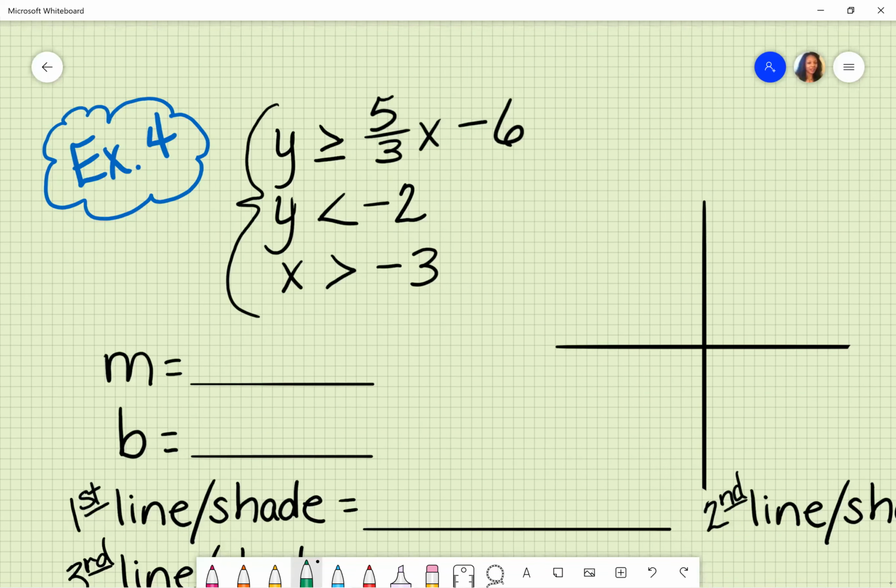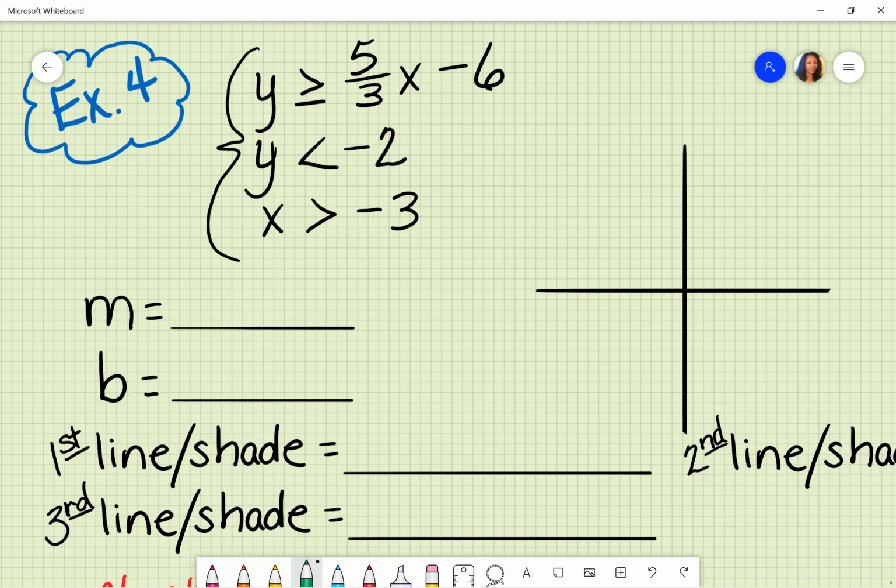This is the last example. And I'm going to do the same thing, color code here. So I'm going to use green, blue, orange. All right, so for the first one, it's already in slope-intercept form. So I'm going to identify my slope, which is 5/3. My y-intercept is -6. The line type is based off of my inequality. So it's greater than or equal to. So that means it's solid because it has that line under it. Greater than means it's above.